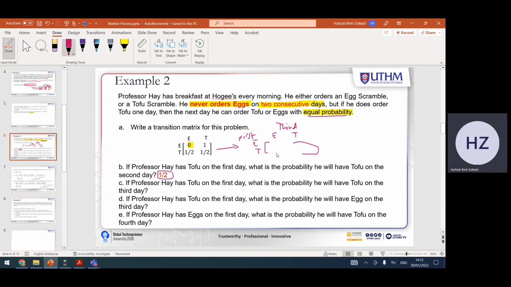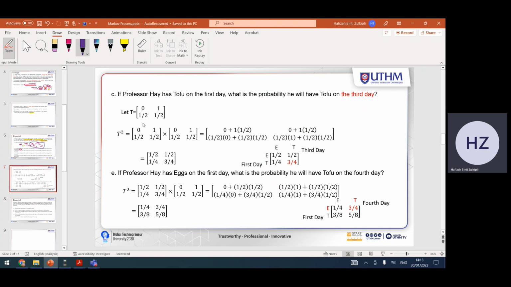So how can we get the probability in the matrix here? This is for the second day, this is for the first day. Now we cannot answer C because we still don't have the matrix from the first day to the third day. So how can we get the probability for this matrix? By using the formulation of the Markov process.